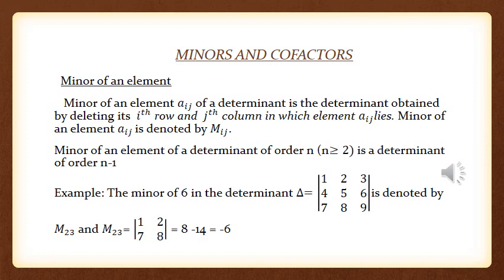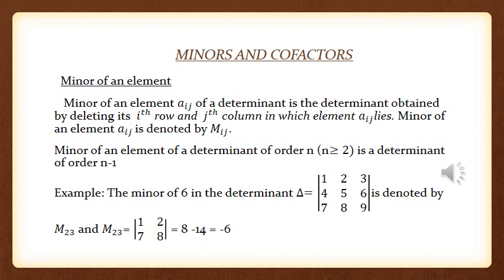So, the minor of an element of a determinant of order 3 will be a determinant of order 2. So, we say the minor of an element of a determinant of order n greater than or equal to 2 is a determinant of order n minus 1.